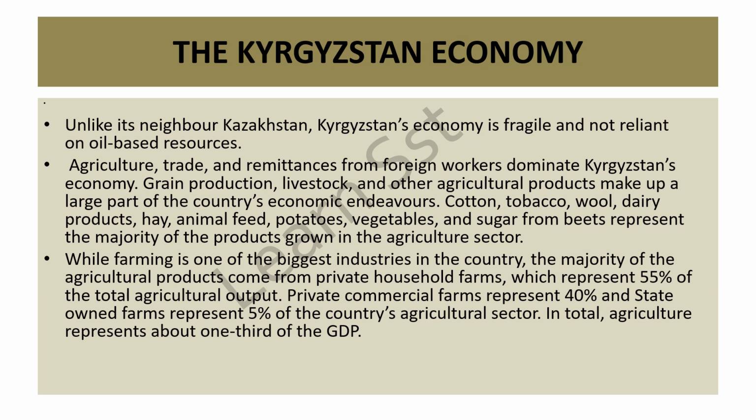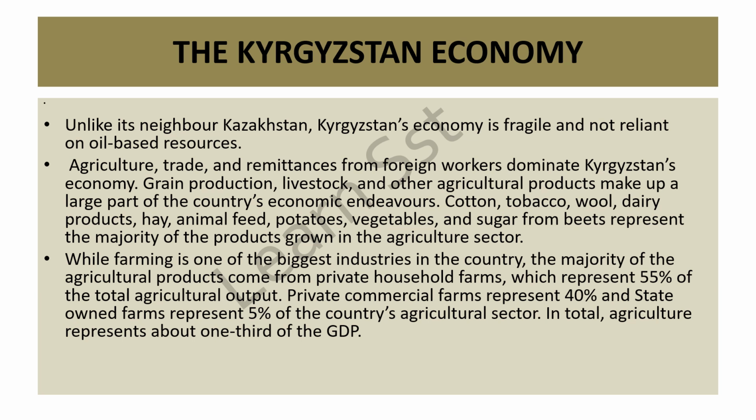Grain production, livestock, and other agriculture products make up a large part of the country's economic endeavors. Cotton, tobacco, wool, dairy products, hay, animal feed, potatoes, vegetables, and sugar from beets represent the majority of the products grown in the agricultural sector. While farming is one of the biggest industries in the country, the majority of the agriculture products comes from the private household farms and it represents 55% of the total agricultural output. So this means that the private household farms are holding 55% of the agricultural produce.